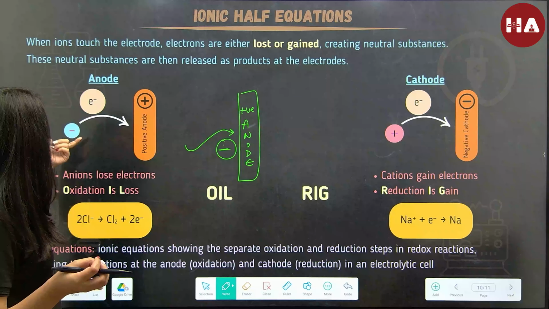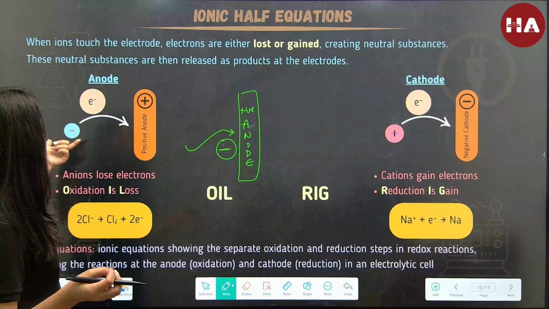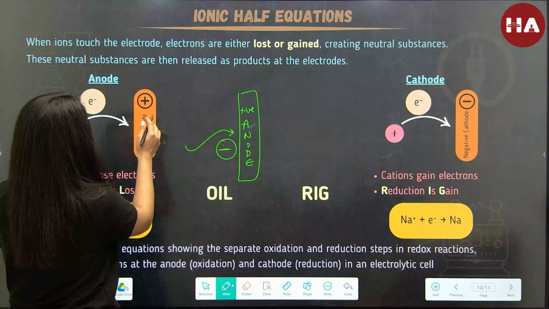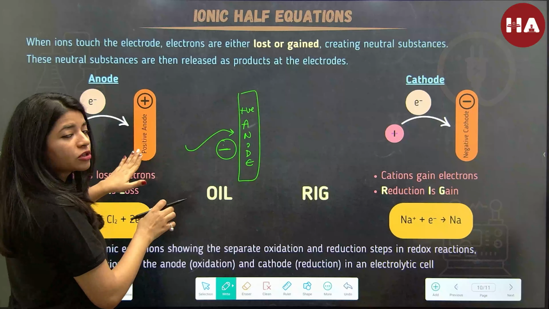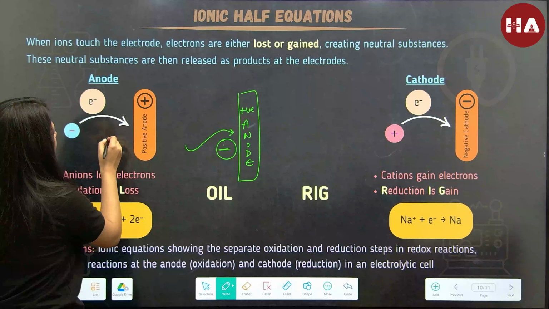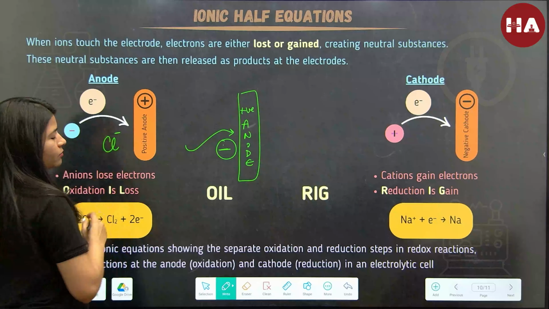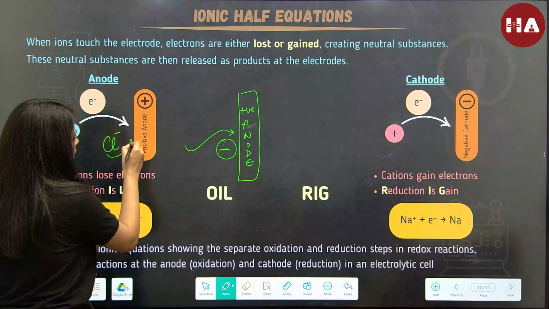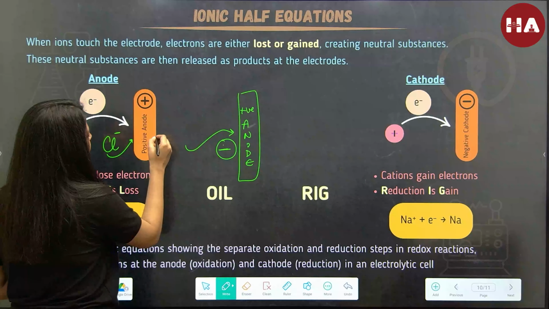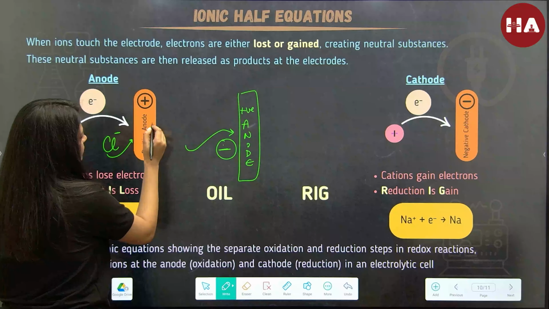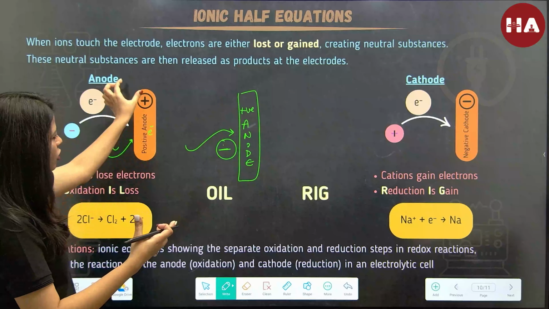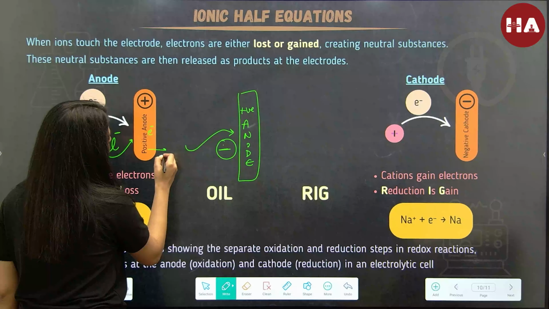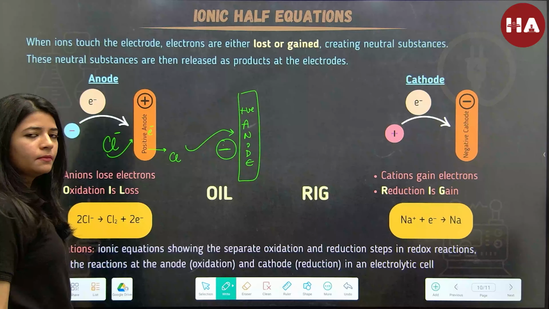Okay, what is happening with this anion? They are losing electrons. When they come here, they will lose their electron because this is a positively charged electrode. For example, a chloride ion comes, Cl minus. It has an extra electron. When it comes here, it will lose one electron, so it will give one electron to this positive anode. Okay, and what will it become? It will become Cl. Got it?